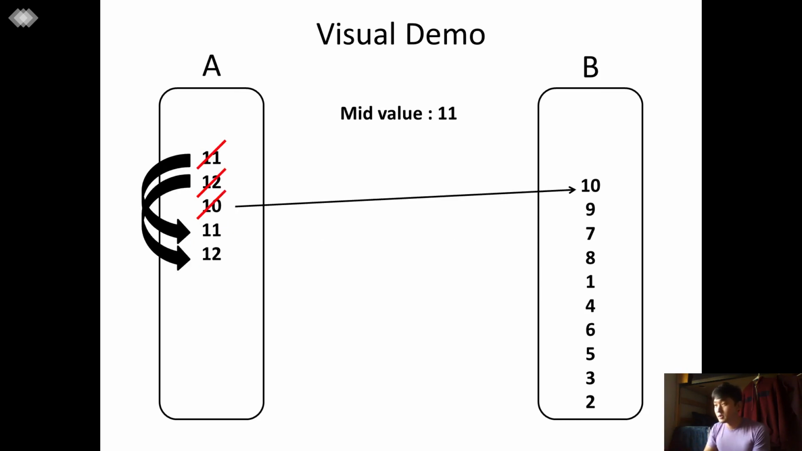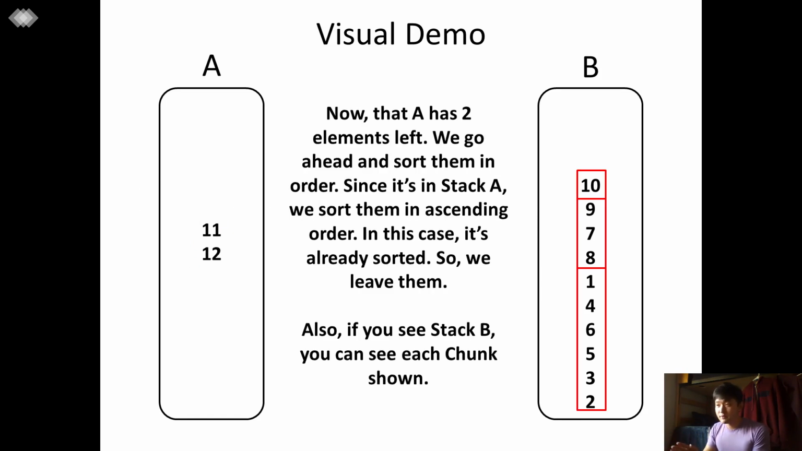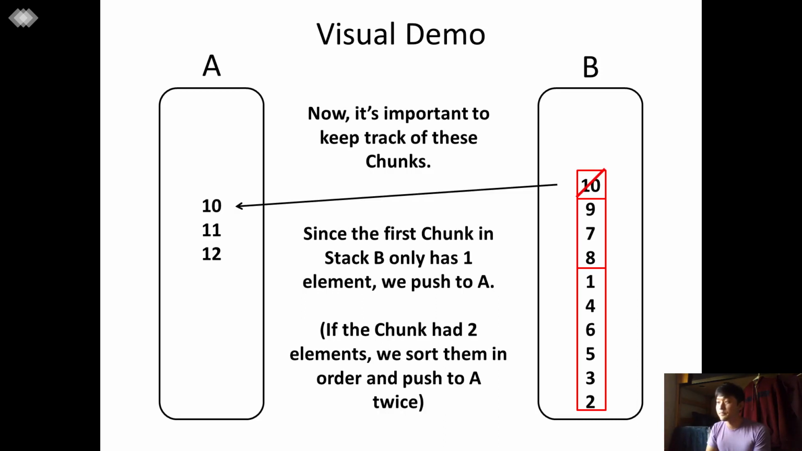10 is moved. Now we have 11 and 12. 11 and 12 is sorted, luckily in this case, so we won't have to waste SA. If it were to be 12 and 11, we will have to do SA to make that sorted, okay? Now in this B chunk, stack B, we have 3 chunks. I defined the chunks in the red boxes, as you can see.